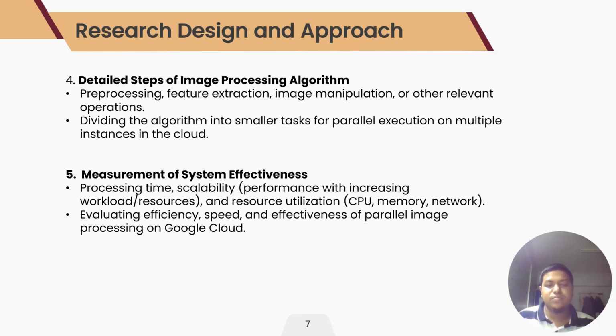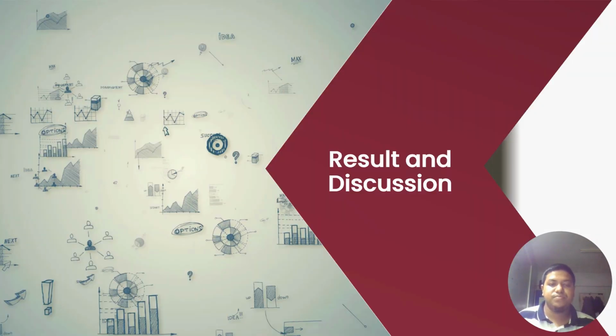And then about our system effectiveness: processing time, scalability, performance with increasing workload resources, and also resource utilization. And then evaluating the efficiency, speed, and effectiveness of parallel image processing on Google Cloud.